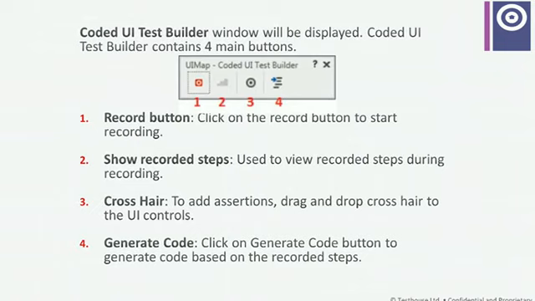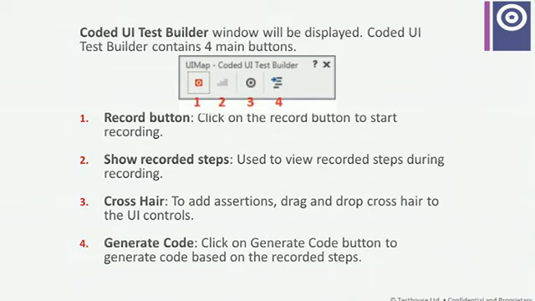When you tell the system that you want to create a new Coded UI test, everything will minimize, but this little window will pop up. It's basically your control panel. It's called the Coded UI Test Builder, and it's all you need to record a Coded UI test. You record the test with these buttons. So there's a record button to start and stop the tests.